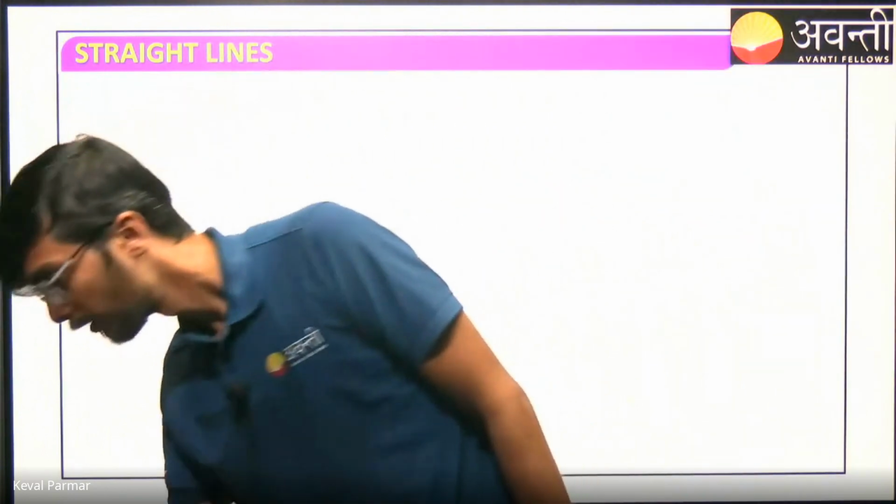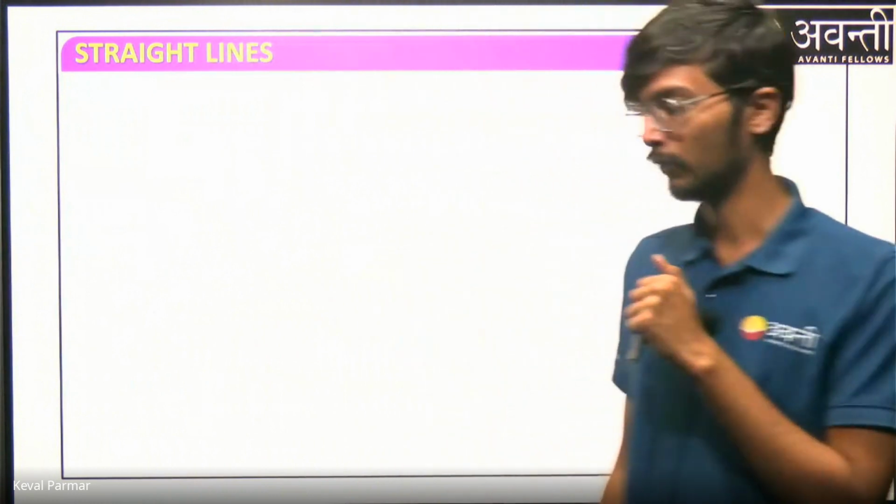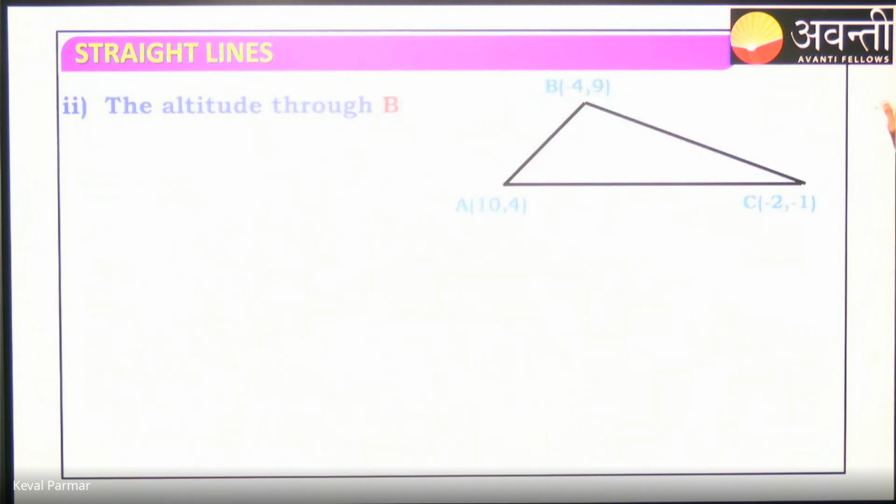Thank you, Anjana, for giving the answer. Let's look at the next one. Do you remember the next one was altitude through B?